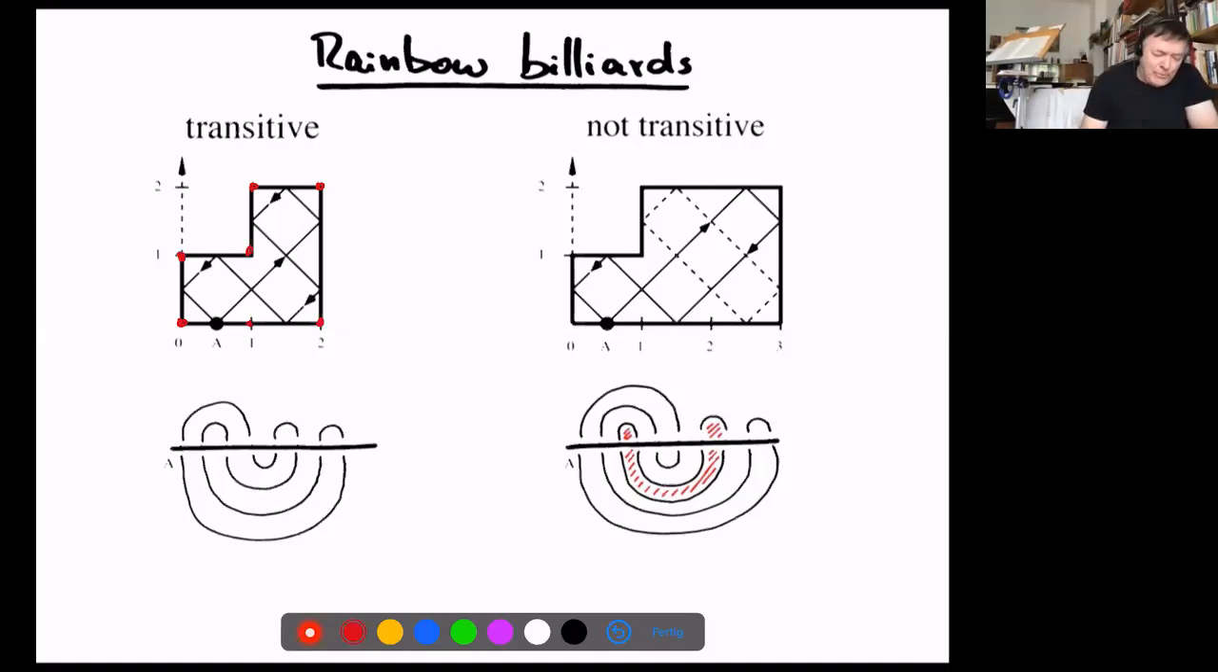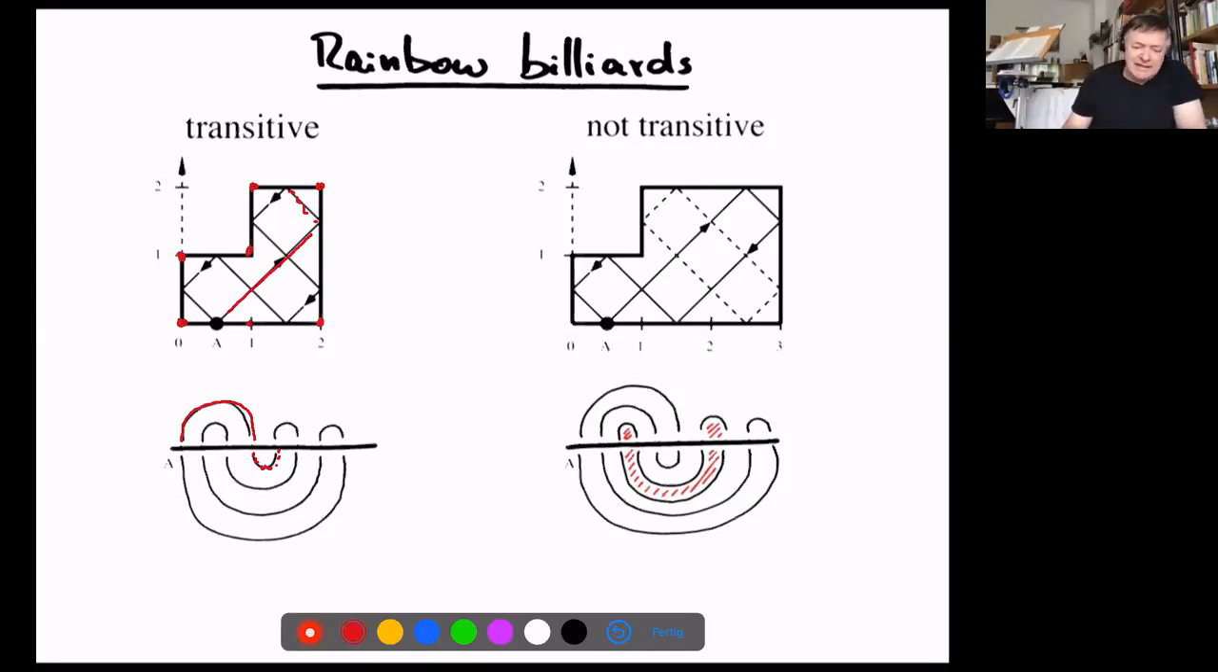But I can open this, and for example, this guy will be that arc, and the off-diagonal arc will be this bottom arc. And in this way, the billiards correspond to the closed meanders.